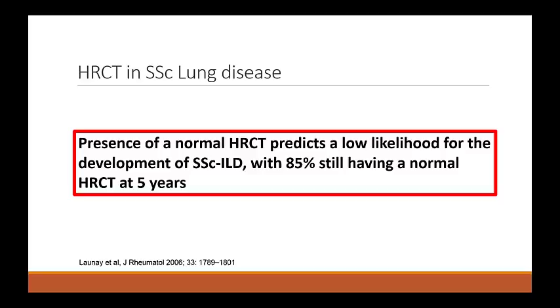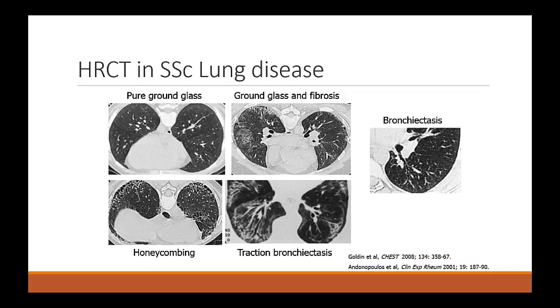The next important point here is that if you have a normal high-risk CAT scan initially when the diagnosis is made, the likelihood for progression and development of ILD later on is low. So 85% of people will continue to have a normal high-risk CAT scan 5 years out from that initial CAT scan. So that's a good sign.